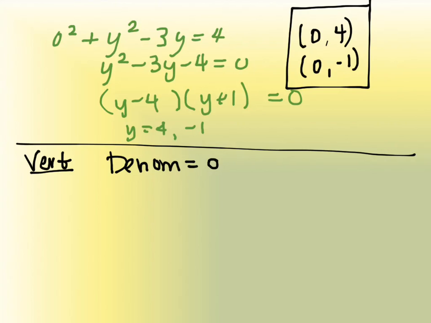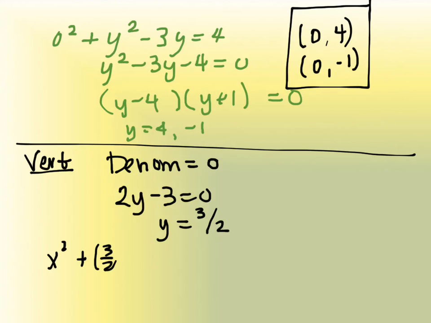And the denominator was 2y minus 3, and this solves for y being equal to 3 halves. Right? Add the 3, divide by 2. Again, that's only the y value, so what do I have to do? Put it back in the original and solve for x, yeah. So I've got x squared plus 3 halves squared minus 3 times 3 halves equals 4.